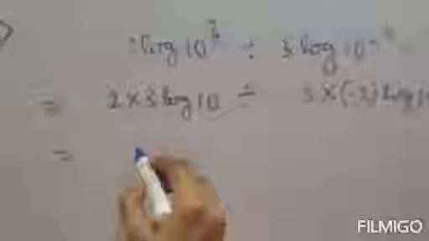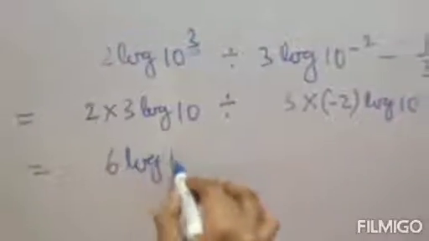Next, 1 by 2 log. Here we apply the power law to each term. Also you can write log 4 like this, 2 to the power 2, it is also log 4. Clear? Next, 2 into 3 log 10. Now 2 into 3 means 6. That is 6 log 10.